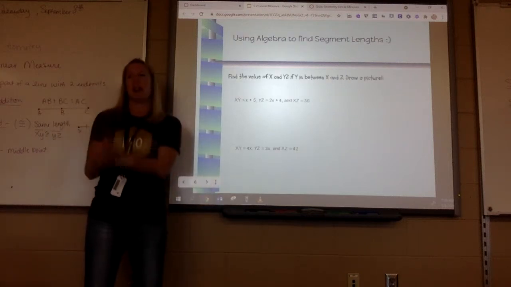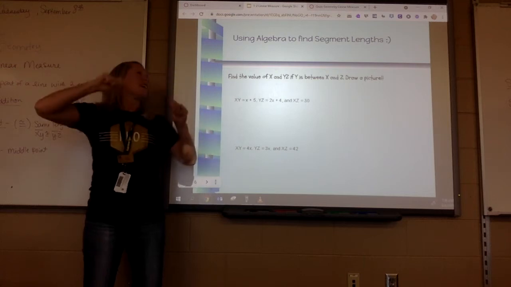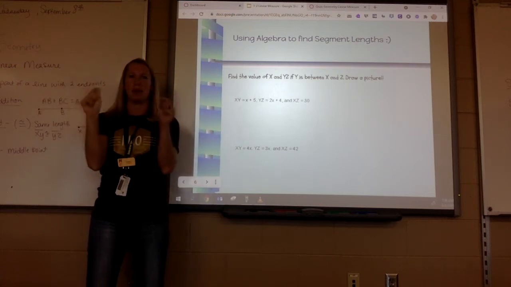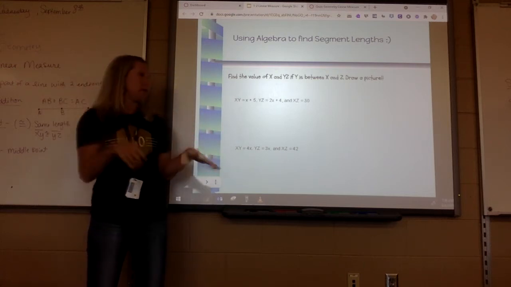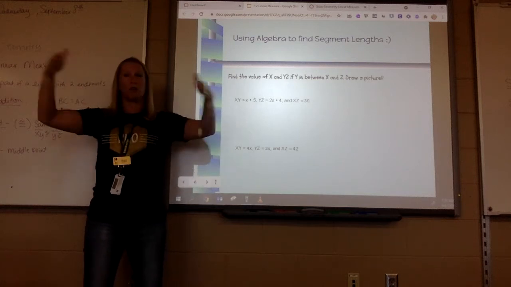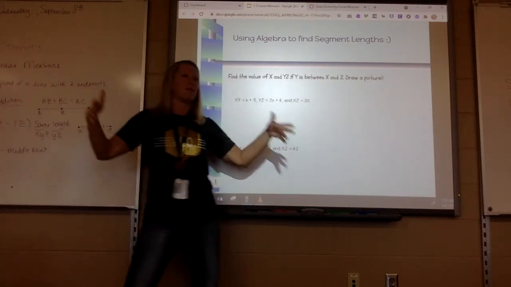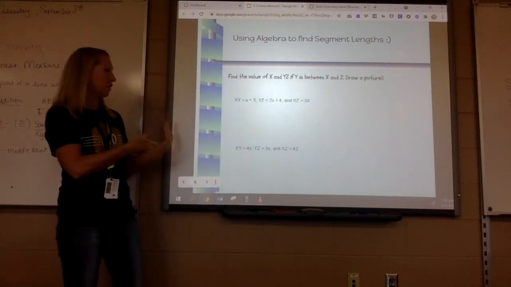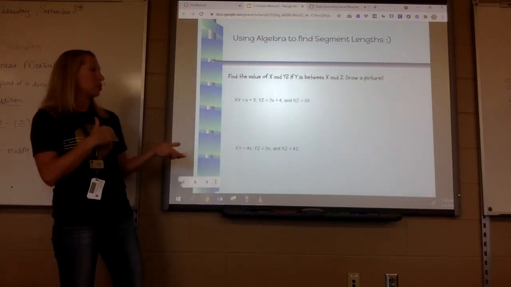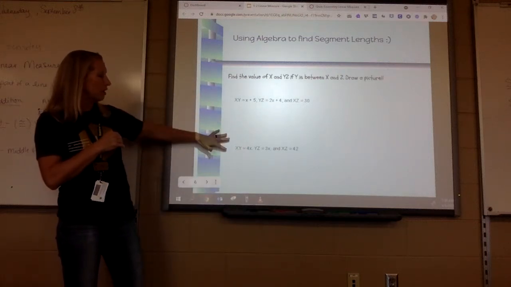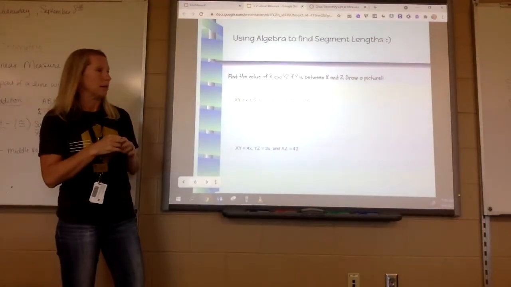Okay, now here comes the algebra. Get your expo marker or something to write with out because I'm going to show you how to draw the picture. If you don't see the picture, it's kind of hard to figure it out. So we're going to draw the picture each time on these. You might want to write these down because some of them are on your assignment.